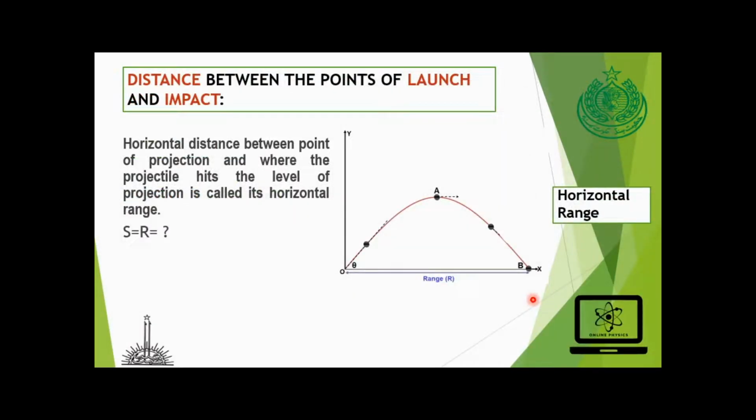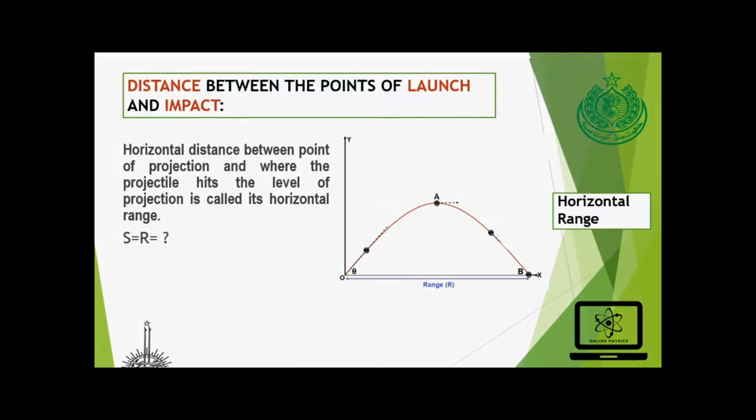Distance between the point of launch and impact. This is the point of launch and this is the point of impact. So this is the horizontal distance. Now we will take the condition of the horizontal motion. The horizontal distance between the point of projection and where the projectile hits the level of projection is called its horizontal range.